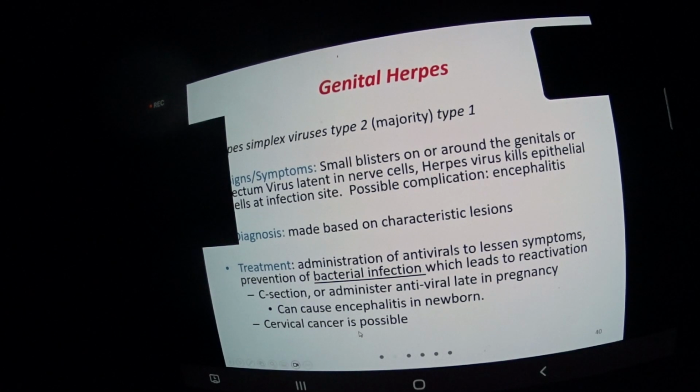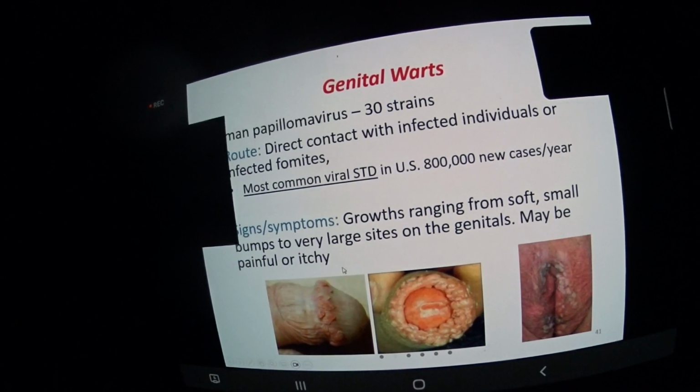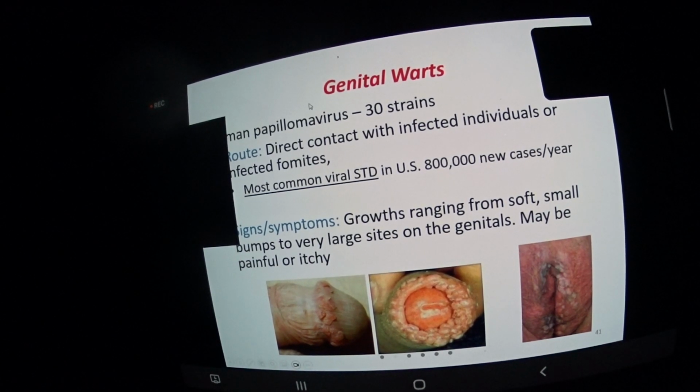Genital herpes can lead to cancers, most often cervical cancer. You can see the cancer in males too. So again, no treatment for genital herpes so far, and no vaccine associated with it so far.